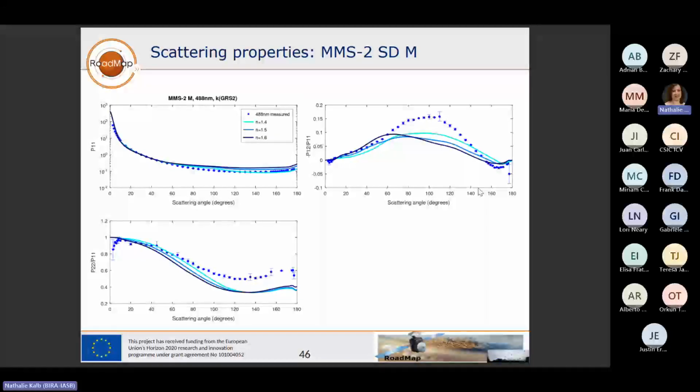Okay, and I did the same test using different real parts of refractive indices. In this case, we are looking at quite small particles, so when you're changing the refractive index, it doesn't really have much difference. So we see similar features.